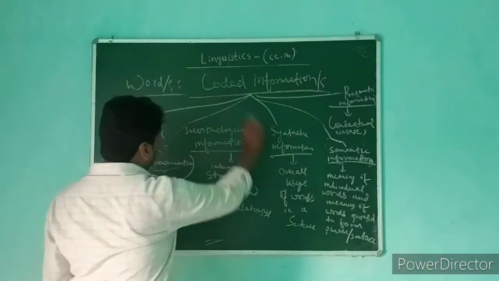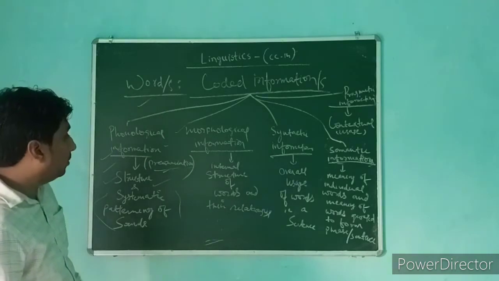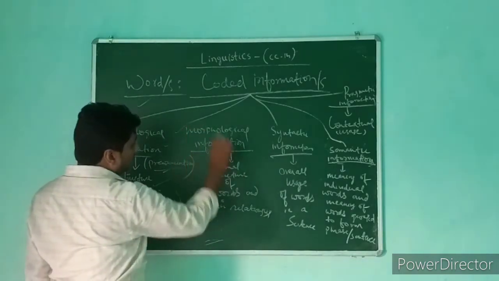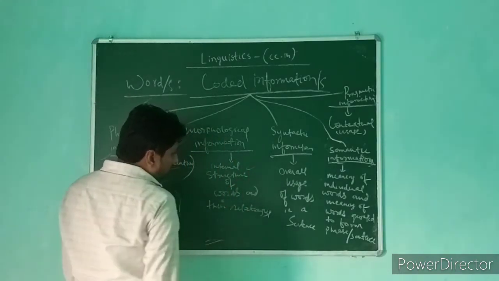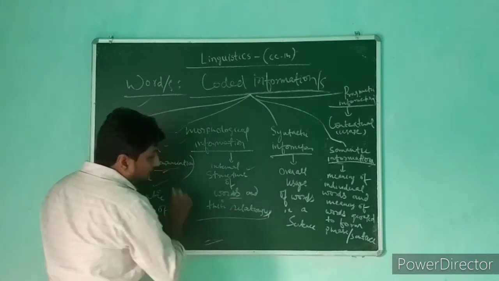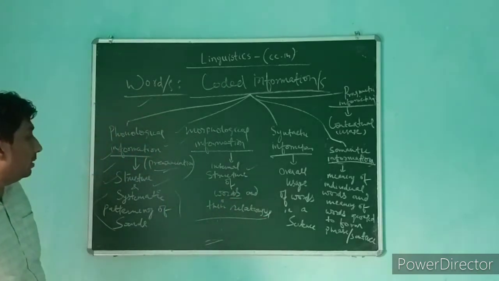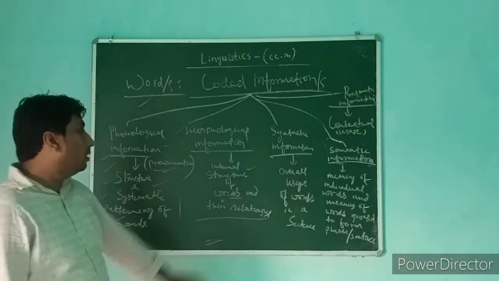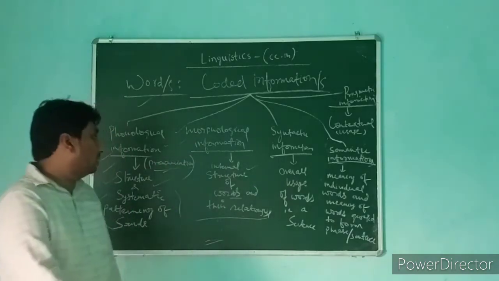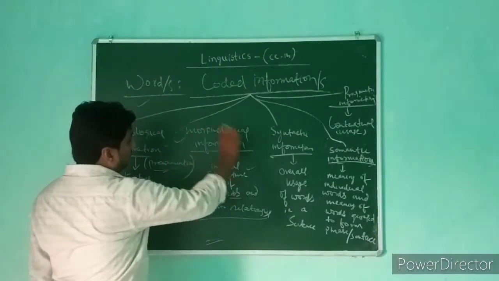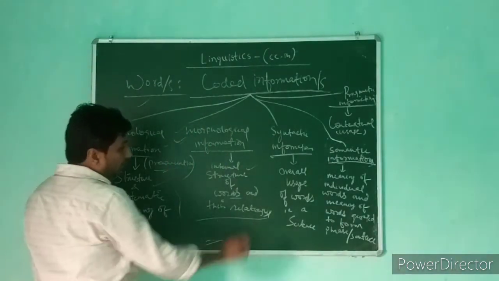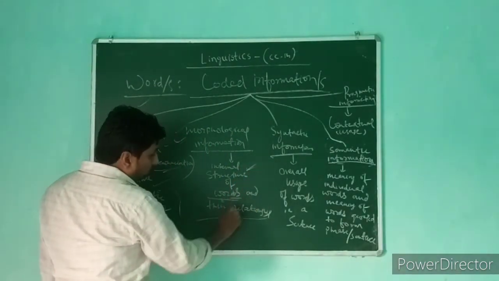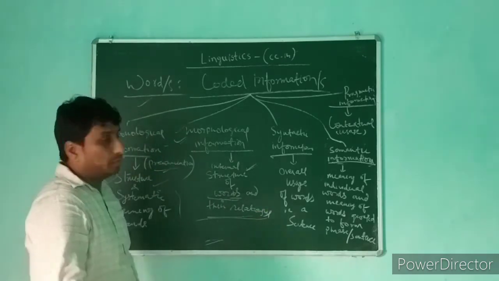Moving ahead, the second one is morphological information. What does this tell us about? This tells us about the internal structure of words and their relationship. In morphological information, we learn about the internal structure of words and their relationship.